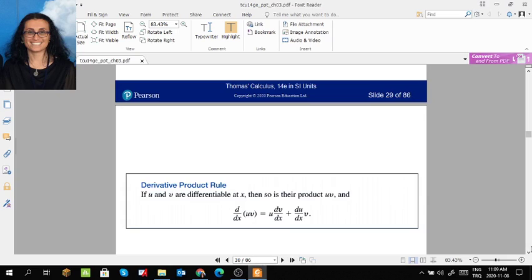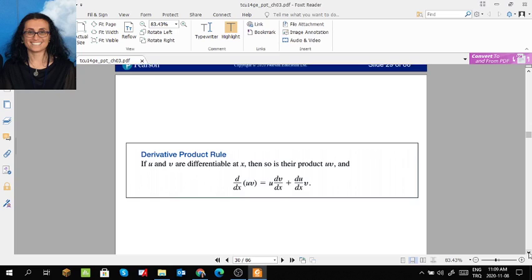Derivative product rule. If you have two functions and want to take the derivative of the product of the two functions, how would you do that? Can you take the derivative in terms of the derivatives of each? Yes, you can. Here u and v are differentiable functions at x, and their product uv is also differentiable at x, and the derivative of u times v is: keep the first function as it is times the derivative of the second, plus the derivative of the first times the second. That's the derivative product rule.